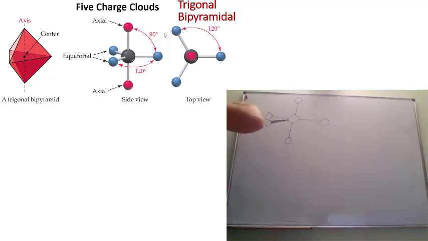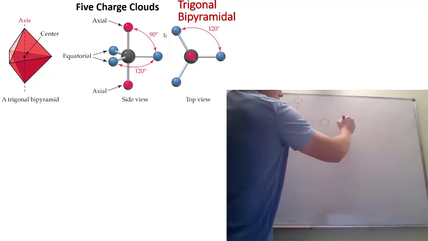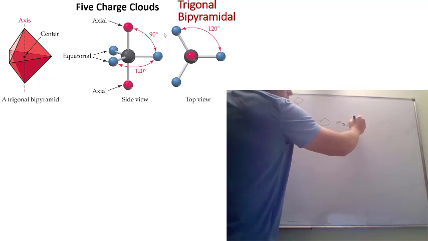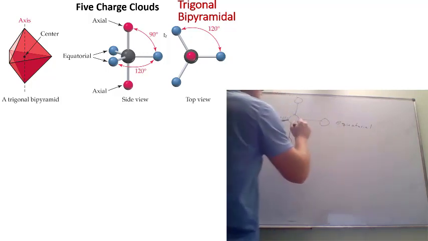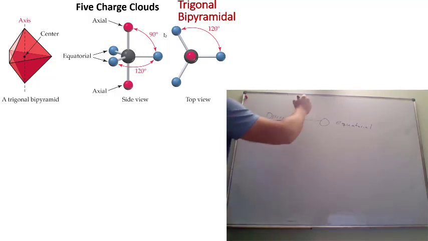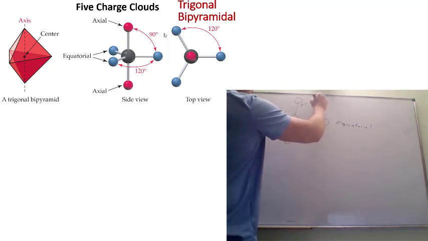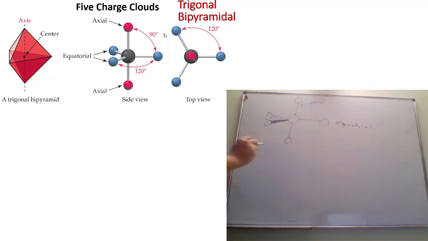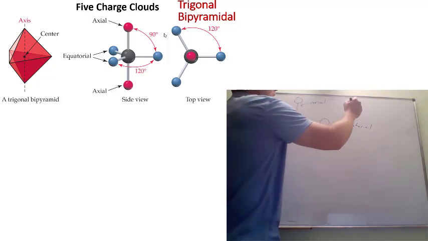So what we have here is two different positions: an equatorial position, which is along this central axis. You can picture this as spinning, you can spin these three at an angle, or you can talk about these two atoms, which are considered in the axial position. And this overall parent geometry here is called the trigonal bipyramidal.